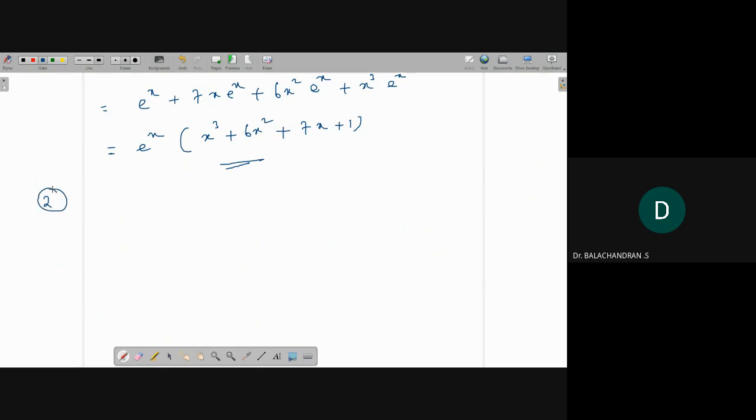So write the second problem. Find the value of this expression: log a, (log a) square by 2 factorial, (log a) whole cube divided by 3 factorial, minus and so on. Let us take the given expression as S.